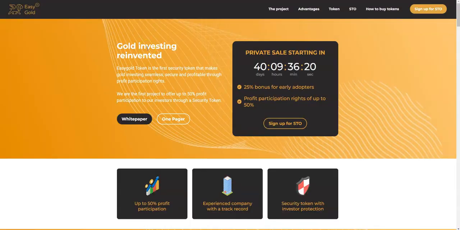So the nice thing about this is it's really putting crypto and gold together in a very unique way. And it is the first security token that makes gold investing seamless. Because if you want something that's going to last throughout the decades, that's going to be a good hedge against inflation, and that's going to keep or increase its value, that is the power of gold, and this is the power of EasyGold.io.